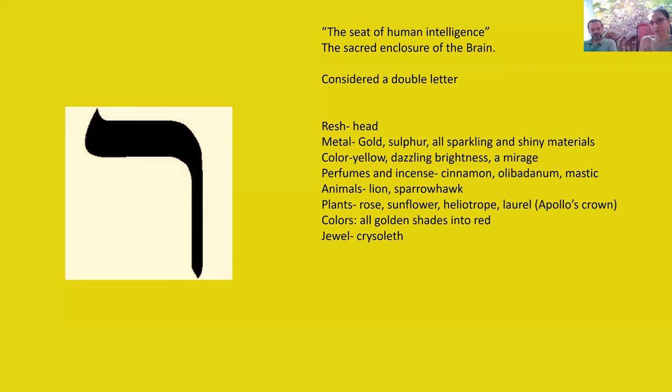So this is Resh. We've talked about it quite a bit. It's called the seed of human intelligence, the sacred enclosure of the brain. It is considered a double letter. It means head. I'd like to remind you that while it says the sacred enclosure of the brain, I changed it to brain. It originally said mind.